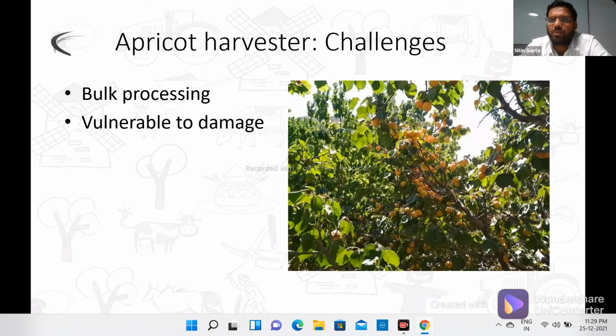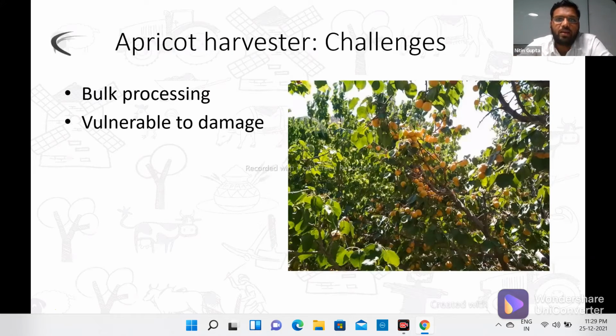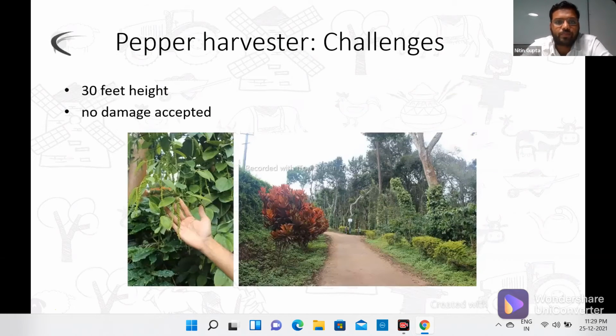मैं आपको सिर्फ प्रॉब्लम्स के बारे में बता रहा हूँ, मैं प्रोडक्ट के बारे में नहीं बताना चाहता हूँ कि प्रॉब्लम्स क्या क्या होती है, उसको हम कैसे सॉल्व करते हैं वो अलग बात. एप्रिकॉट, कारगिल के अंदर बहुत एप्रिकॉट्स होती है, उनको हार्वेस्ट करना भी वही मुश्किल होता है जो नीम के अंदर होता है. और ये बहुत वल्नरेबल होती है, नीचे गिरेंगी तो डैमेज हो जाएंगी. वेरी पेरिशेबल बट हाई वैल्यू क्रॉप.